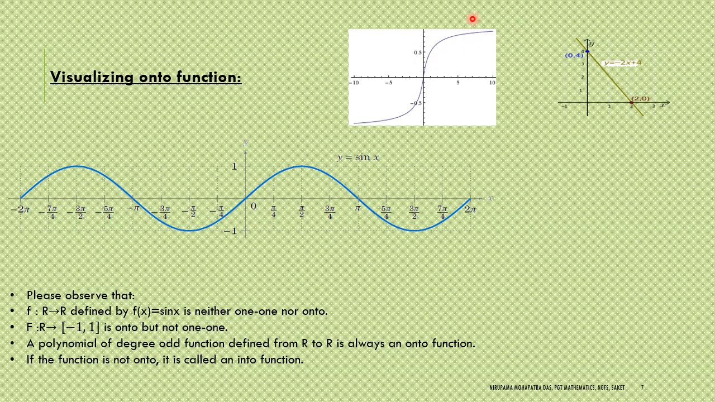So if you are taking a function from R to R, your x can take any real value, so accordingly y is also. So y can be the set of all real numbers.